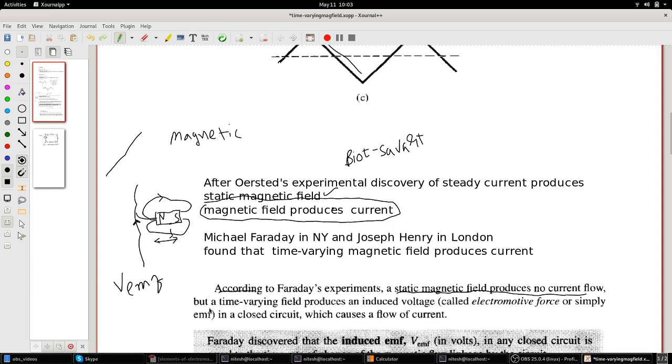What we see is that the moment we start creating a time varying field, it produces an induced voltage, or simply called EMF, in a closed circuit, which causes a flow of current. So that's what the discovery of Michael Faraday was.